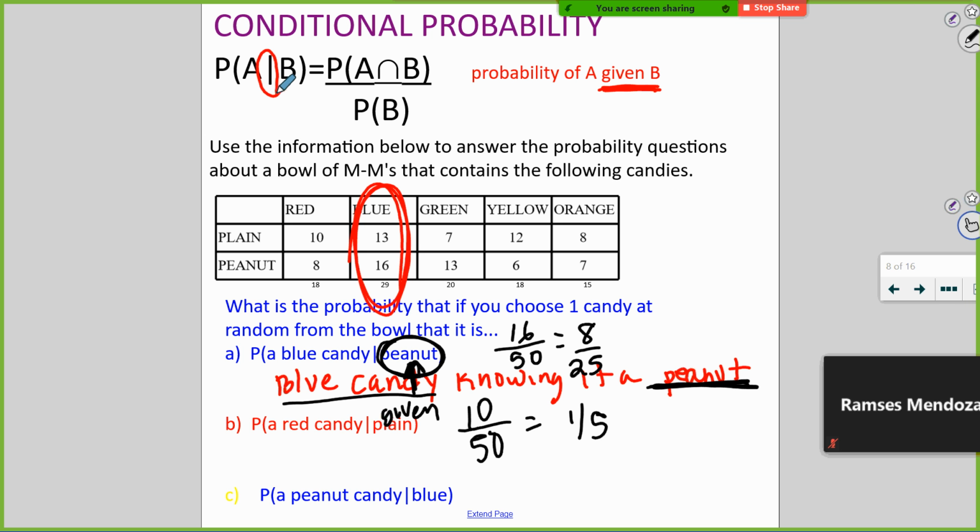Somebody give me the answer. Tell me what you think. Would that be 16 over 29? Awesome, Ramses. Yep, 16 out of 29. So you know it's blue, so you're only looking at the blue ones, and then 16 out of 29. Good. Okay? Is that okay?